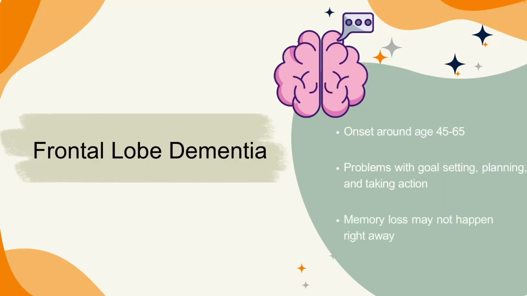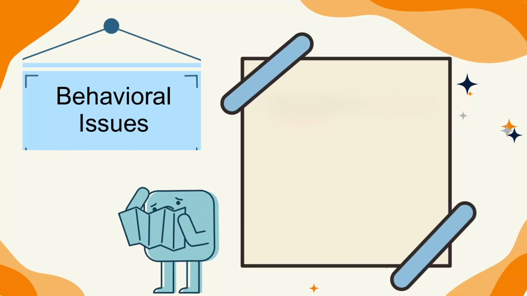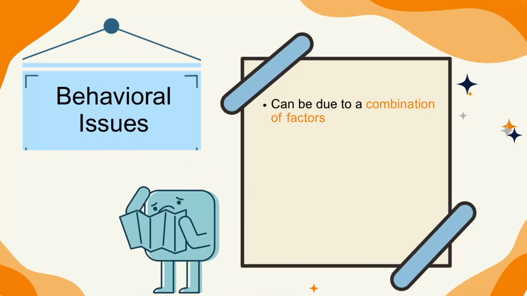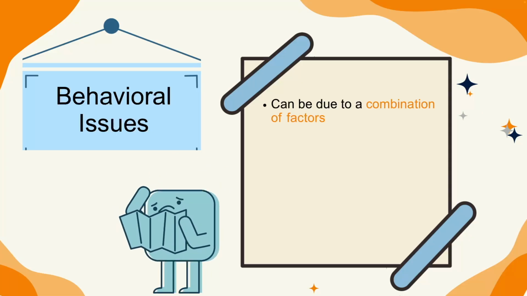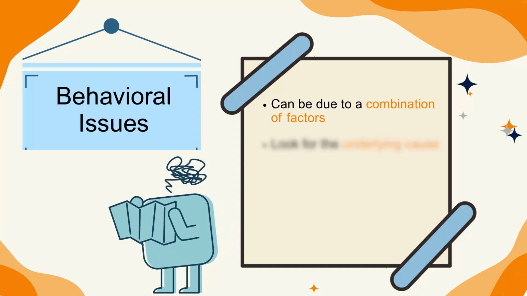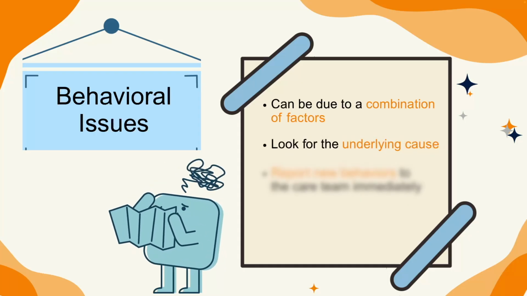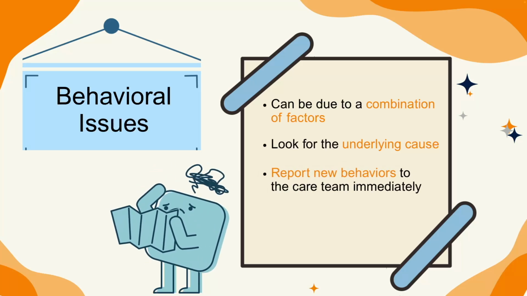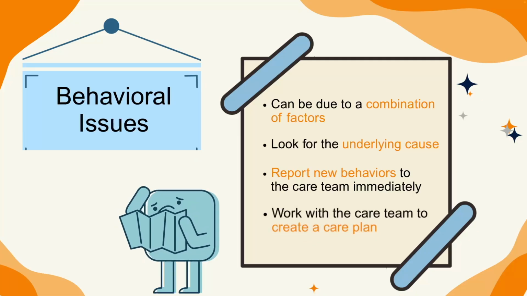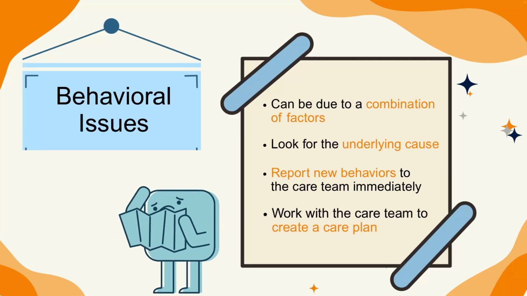Behavioral issues in people living with dementia come from a combination of factors, including brain changes due to the disease, difficulties in communication, and environmental issues. Try your best to understand the underlying cause of the behavior. New behaviors can indicate a medical problem. Report them quickly to the primary care team. Work with the person's care team to create a plan of care to manage and possibly prevent behavioral symptoms.